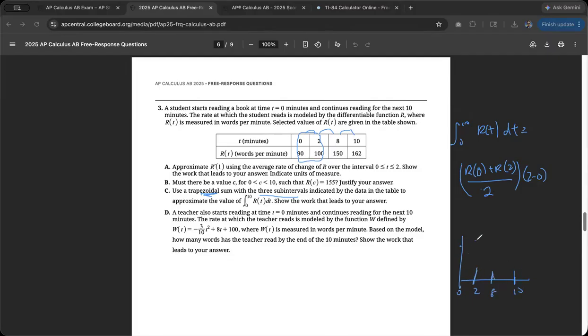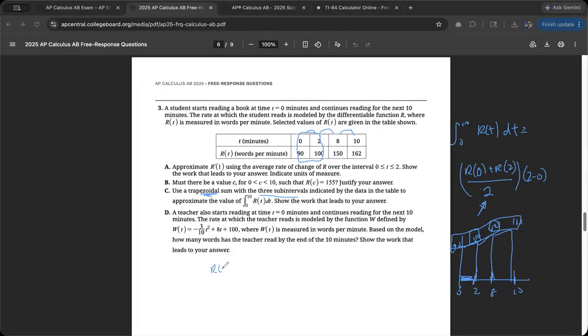We got 90 to 100. We got 100 to 150. And then 162. Okay, so we're adding these two numbers and we're dividing by 2 to find the trapezoid, and then we're multiplying by the base. Okay, so I need a little bit more room for this. Let's just write the rest of it.